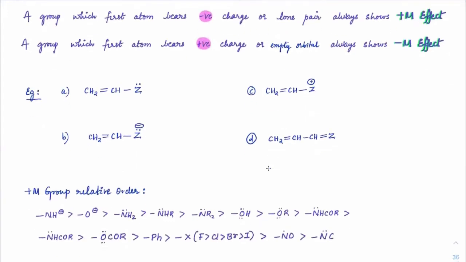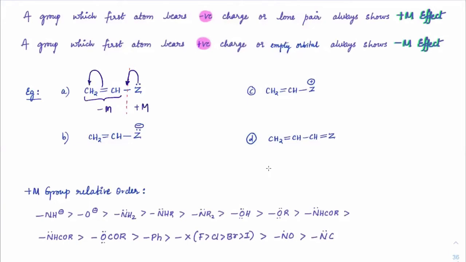Now check out the examples here. Suppose there is a lone pair present on this atom. I'm taking this as the reference atom here. Now with respect to this, if we check what Z is doing here, it is donating electrons. Then this CH2 double bond CH is moving. So we can say that this group is accepting electrons, so it is giving minus M effect because it is achieving a minus charge, and Z is donating electrons, so it is giving plus M effect.